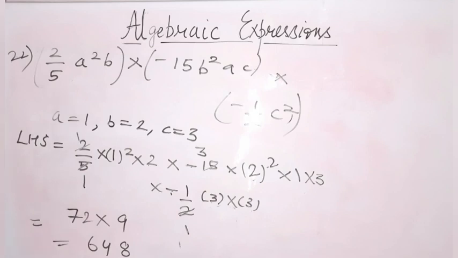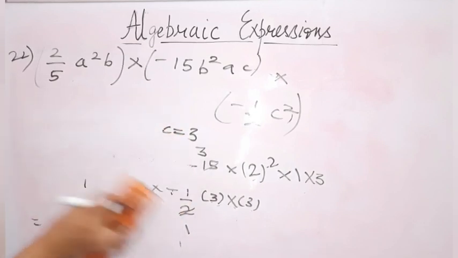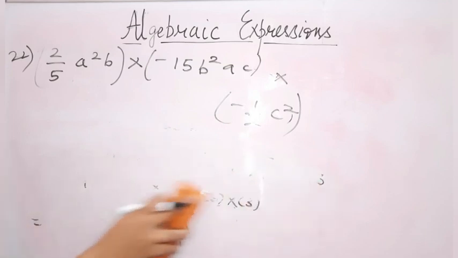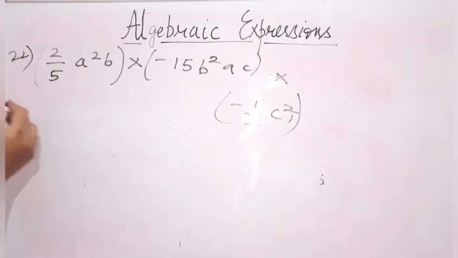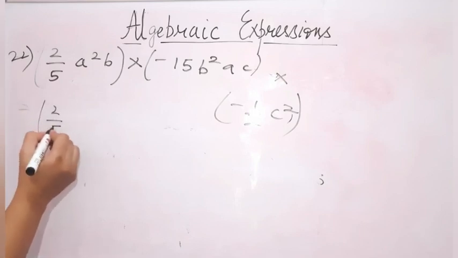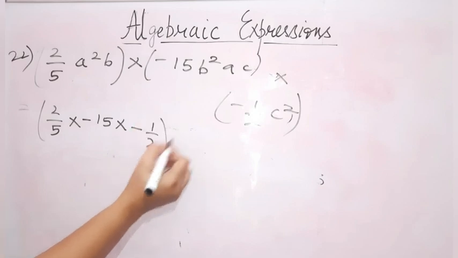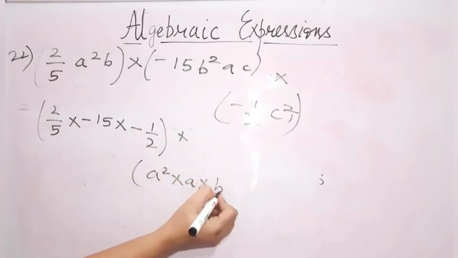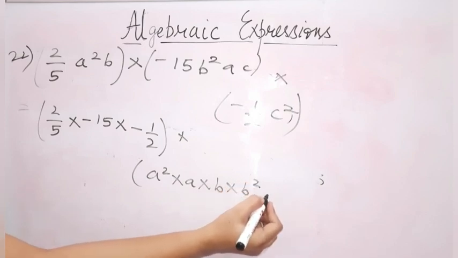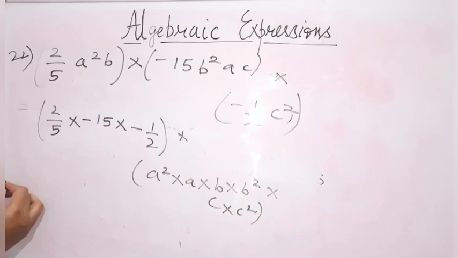Now we have to solve for RHS. I am going to rub this. In RHS, how you have to proceed? In RHS, firstly you will multiply all the algebraic expressions. In the final answer, you have to place the values. So how do we multiply the algebraic expressions? Multiplying all the coefficients together, multiplying all the literal factors together.